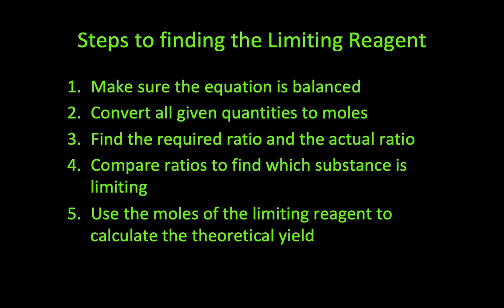First step, just like always, we make sure that our equation is balanced. Then we'll convert anything that's given in the equation into moles. Then we're going to find what's called a required ratio and an actual ratio. Fourth thing is we'll compare our ratios and then use whatever substance was limiting to calculate our theoretical yield.